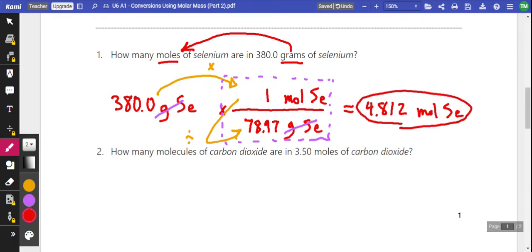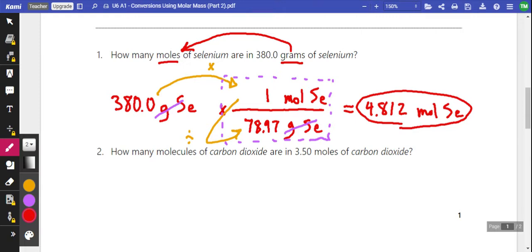Okay, after all, if I had 78.97 grams of selenium, that would be 1 mole. I definitely have more than 78.97 grams, so I'm going to have more than 1 mole, which is what I got over here, so it's making sense. As far as your answer goes, usually 2 or 3 decimal places is pretty good. There are rules out there for how exactly you chop off your answer and round off, but we're going to stick to just 2 or 3 decimal places for now. We don't need to add another step to this.